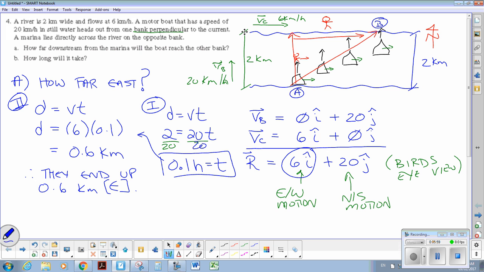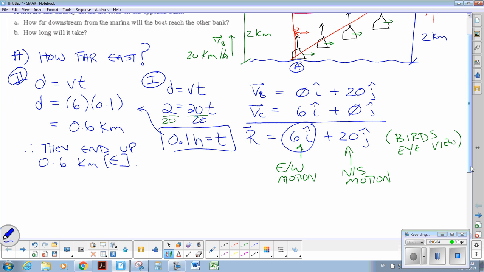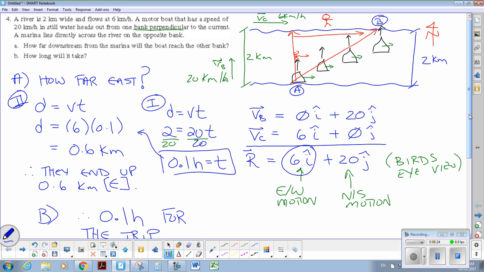So how long will it take? Well, this boat ride ends when you reach the other side, and we've already figured this out. So technically we found B first. So therefore it's 0.1 hour for the trip. Again, this question works because the boat is traveling perpendicular to that stream, so all the components are separate. You can analyze them separately.